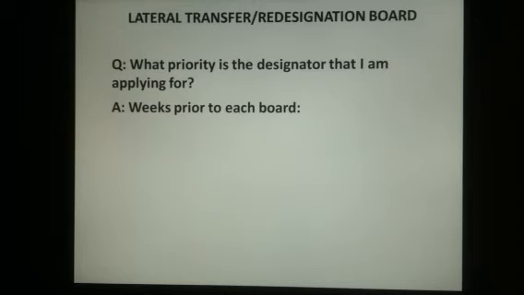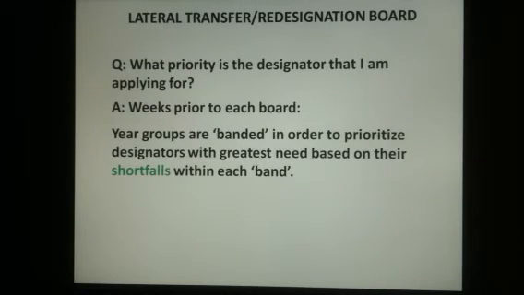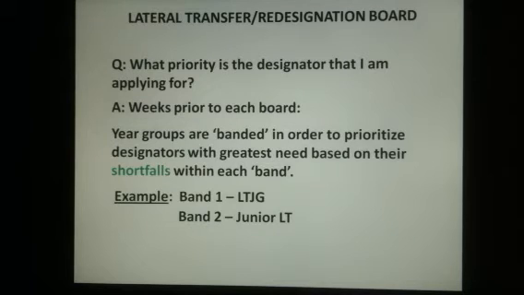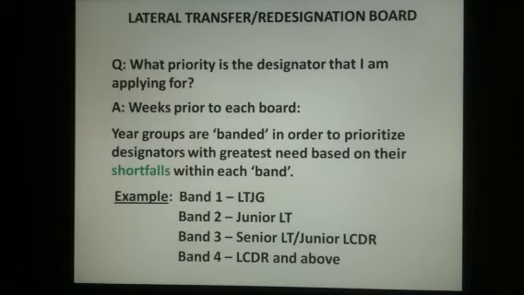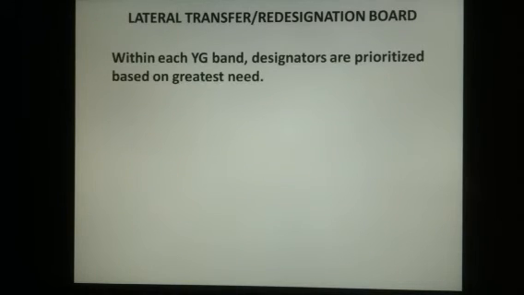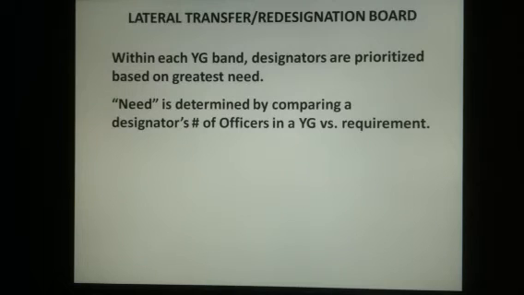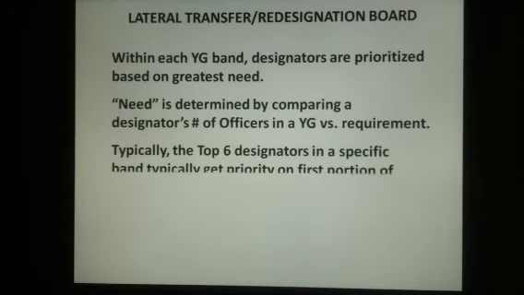There's a process that takes place in the weeks prior to each board. Year groups are put into bands so that you can prioritize the communities that have the greatest need based on their shortfall in each band. For example, Band 1 would be Lieutenant Junior Grade, Band 2 would be Junior Lieutenant, Band 3 would be Senior Lieutenant and Junior Lieutenant Commander, and Band 4 would be Lieutenant Commander and above. So within each one of those year group bands, the communities are prioritized based on the greatest need, and that need is determined by comparing the designator's number of officers they have in a year group versus how many they need in that year group.